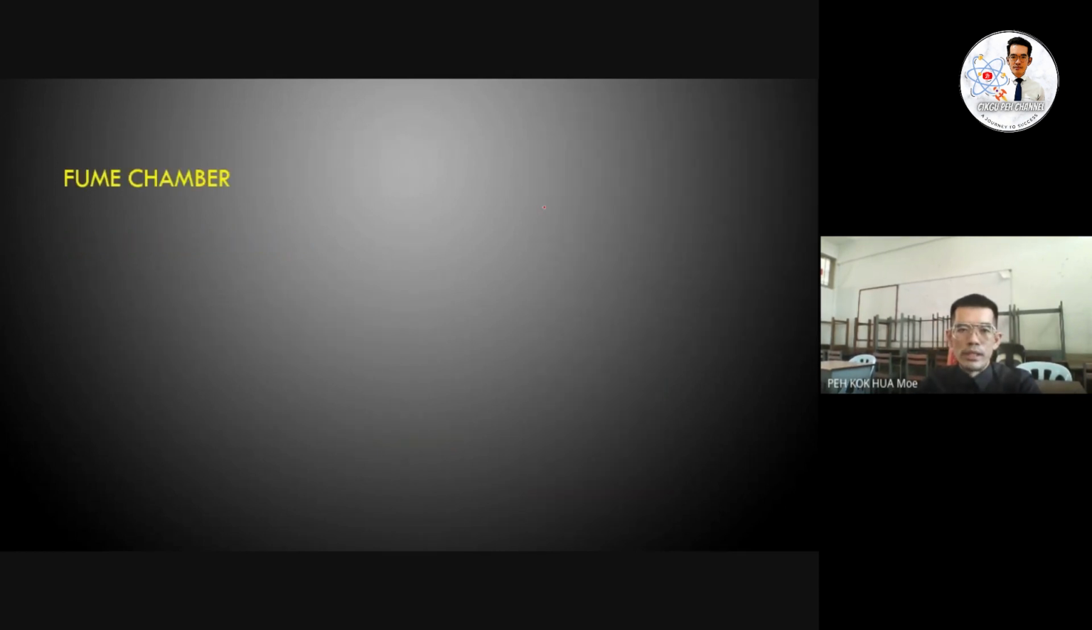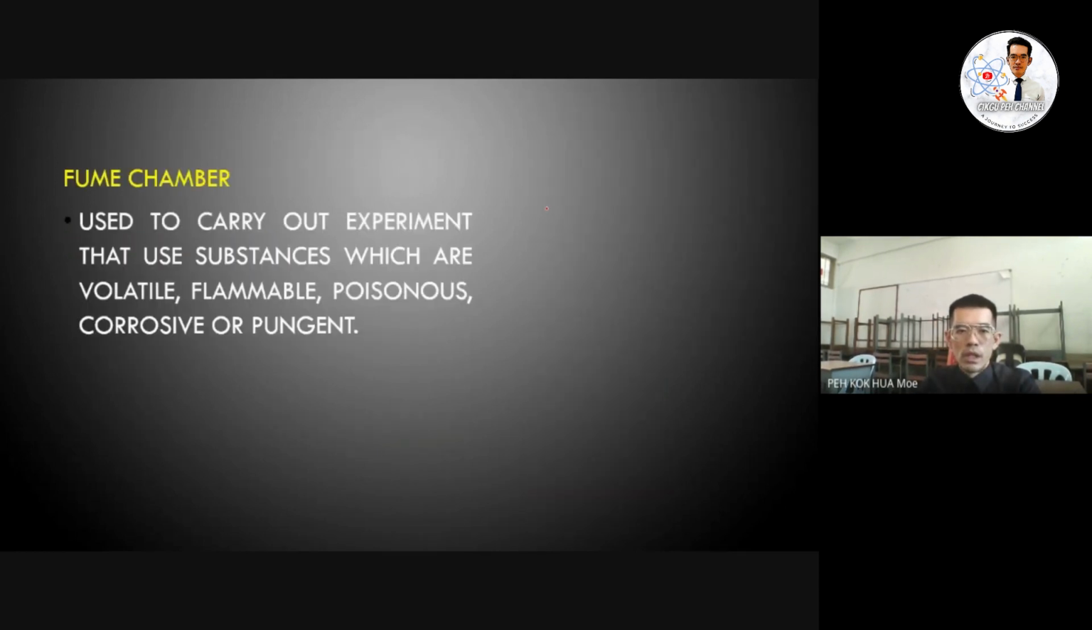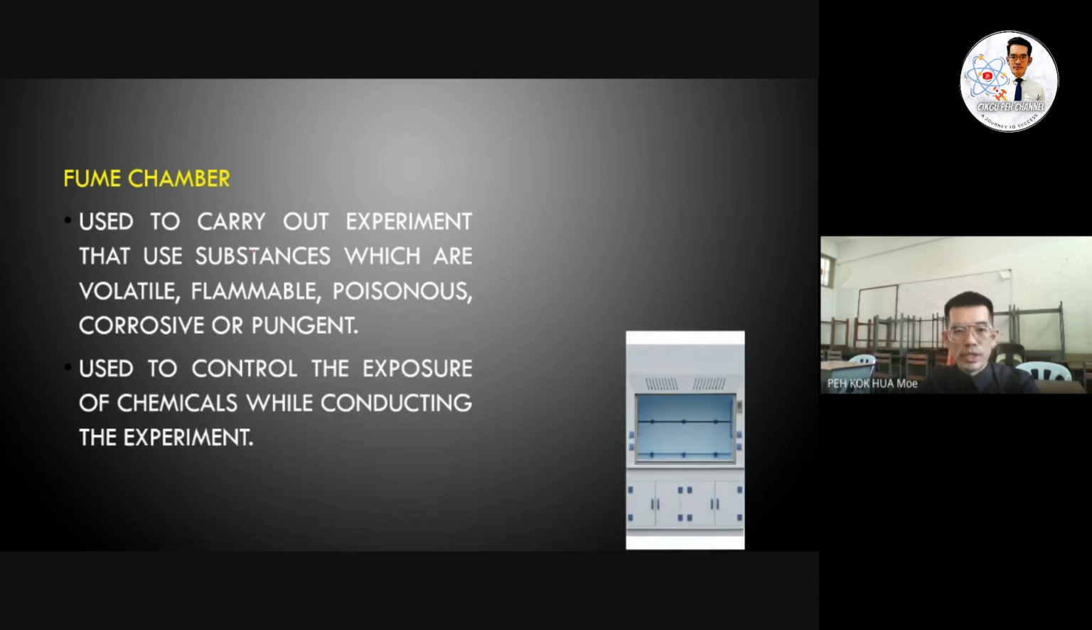So the next will be the fume chamber. It is used to carry out experiments that use substances which are volatile, that means easy to vaporize, flammable, easy to be burned, poisonous, and corrosive. These are chemicals which have a very strong, unpleasant smell. So we need to use the fume chamber.